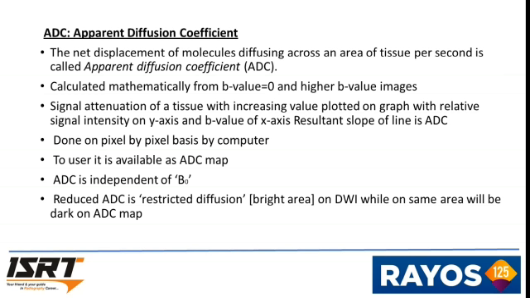ADC is done on a pixel by pixel basis by the computer. To the user it is available as an ADC map. ADC is independent of magnetic field. Reduced ADC is restricted diffusion, which is bright on diffusion weighted imaging, while the same area will be dark on the ADC map.